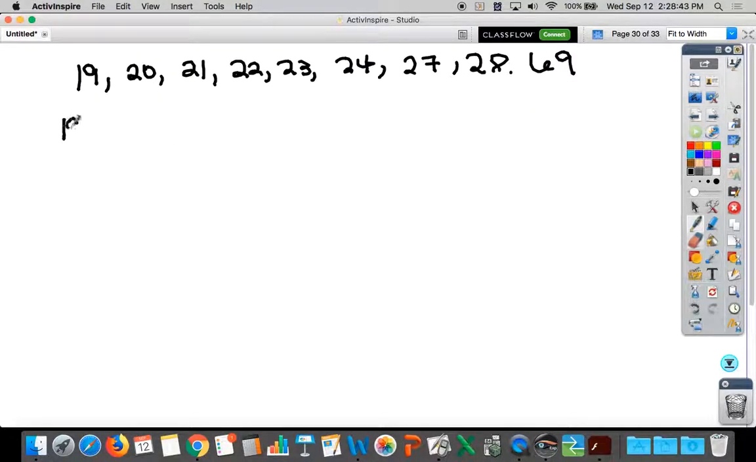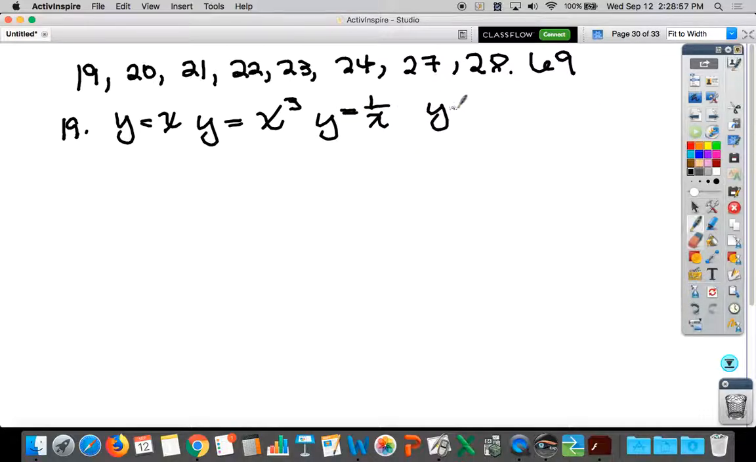All right, number 19. Go back and look at these. All right, y equals x, y equals x cubed, y equals 1 over x, and y equals sine x. These are your odd functions. So odd functions are symmetric in the first and third or the second and fourth.